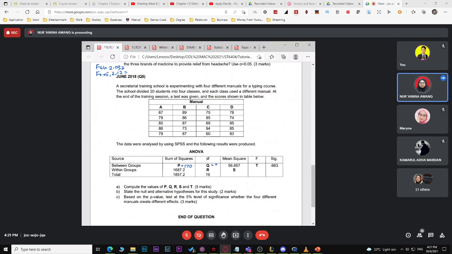So Q should be 3. And then for R is your number of observations. So you already know that there is 20 students. So 20 minus 4, so you will get the value is 16. Or you can just minus 19 minus with 3. You will get the same value.